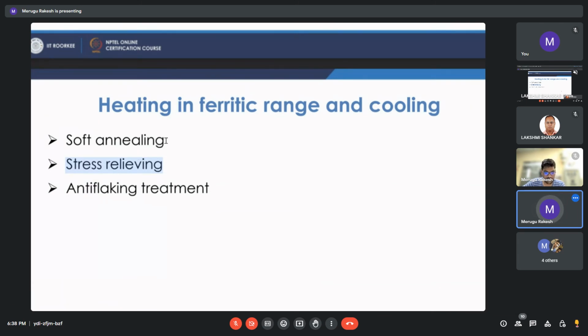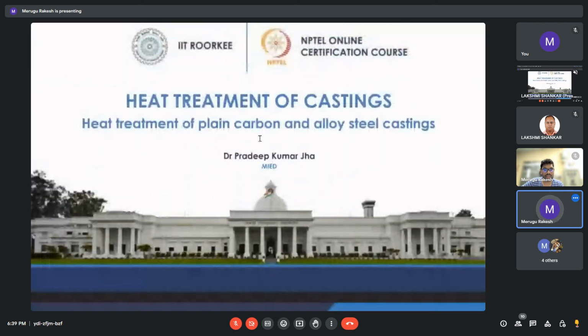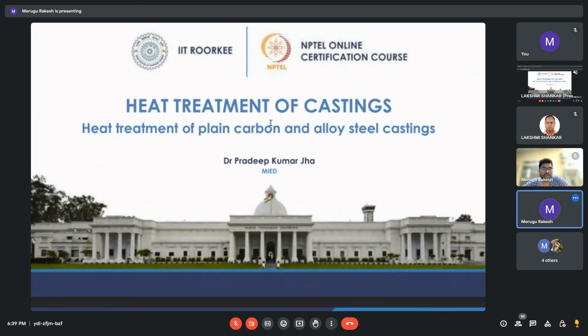Softening happens around 500 to 600 degrees Celsius, and we get spherical shaped graphite in that, so that we get good toughness for the casting. So that is what happens in softening, stress relieving and anti-flaking treatment. We do this treatment in order to remove the hydrogen gas, which is dissolved in the solid state component. So this is all about heat treatment in plain and alloy steel castings.